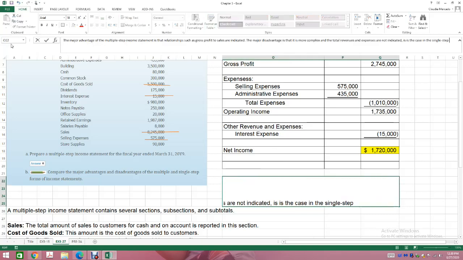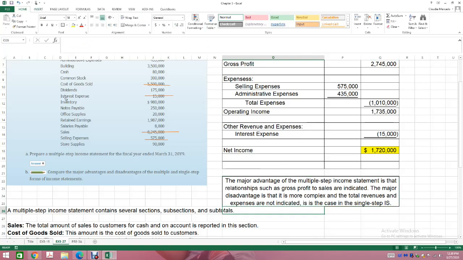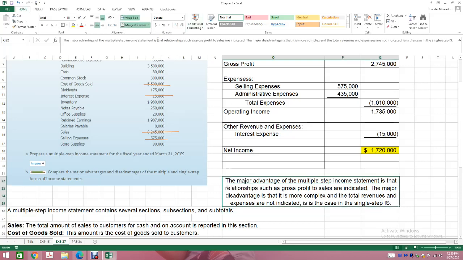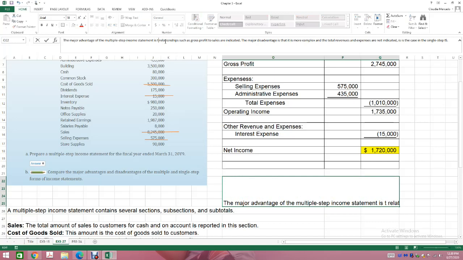I'm just going to abbreviate single step income statement. There we go. Okay. So the major advantage of the multiple step income statement is the relationships such as gross profit to sales are indicated. The major disadvantage is that it is more complex and the total revenues and expenses are not indicated, as is the case in the single step income statement.